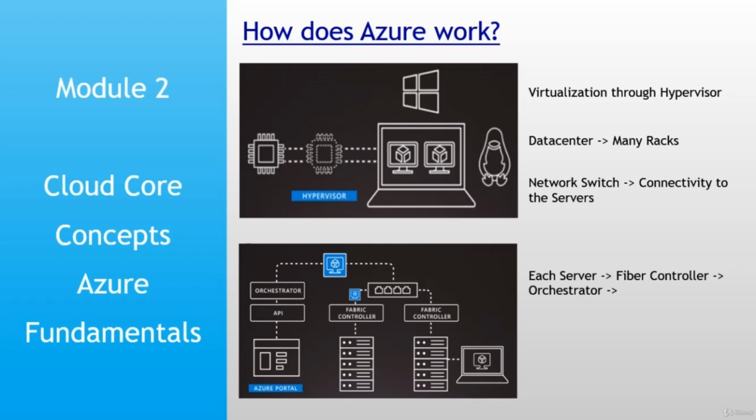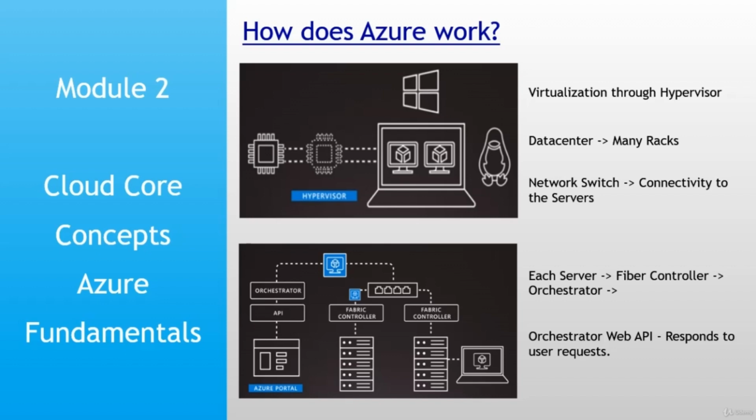So Azure takes this virtualization technology and repeats it on a massive scale in Microsoft data centers throughout the world. Each data center has many racks built with servers, and each server includes a hypervisor to run multiple virtual machines. A network switch provides connectivity throughout the servers, and each server in each rack runs a special piece of software called a fabric controller. Each fabric controller is connected to another piece of software known as the orchestrator. The orchestrator is responsible for managing everything that happens in Azure, including responding to user requests.